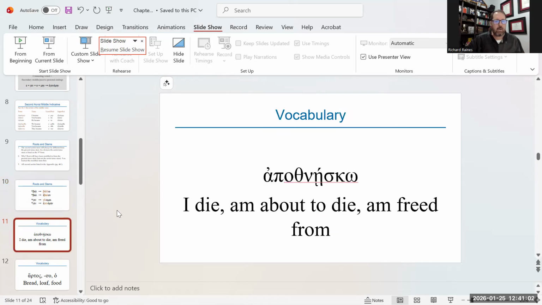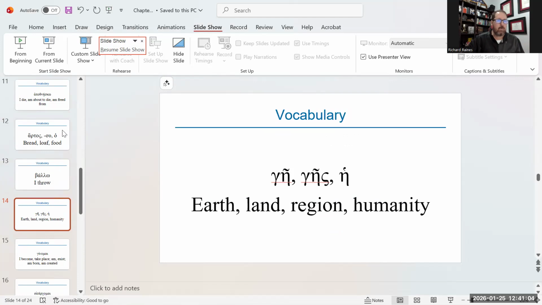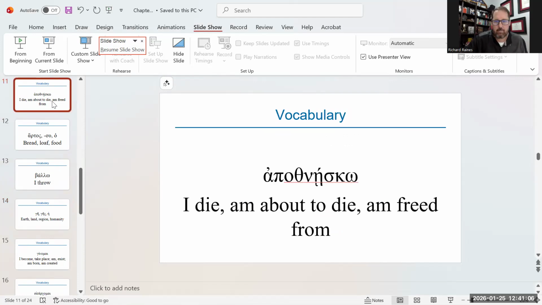All right. Got a few vocabulary words, not a ton, for this section. This one is a mouthful, and it's hard for me to say, but I've found that it's easier for me to say it almost like a compound word. So it's apothnesko. Apothnesko. I always say the TH, pause for half a second, and say the last part. Apothnesko. I die. I am about to die. I am freed from. Apothnesko.